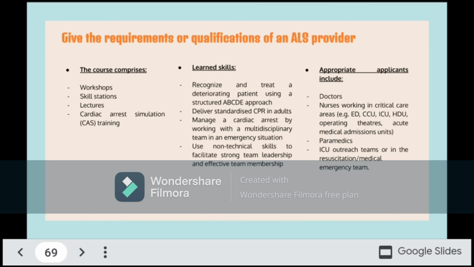We also have operating theaters, so professionals that are assigned in the OR. We also have acute medical admission units. We also have the paramedics. We also have the outreach teams or the resuscitation medical emergency team. And that is it for my report on the requirements or qualifications of an ALS provider.